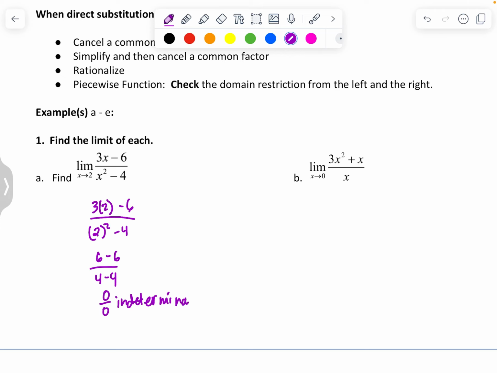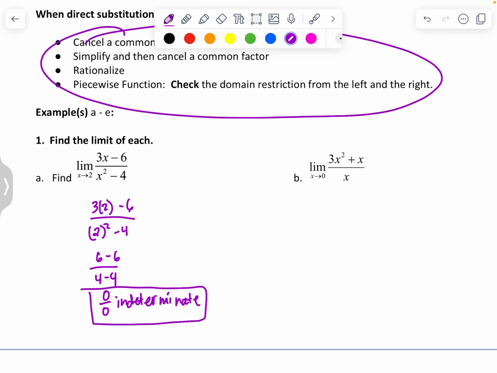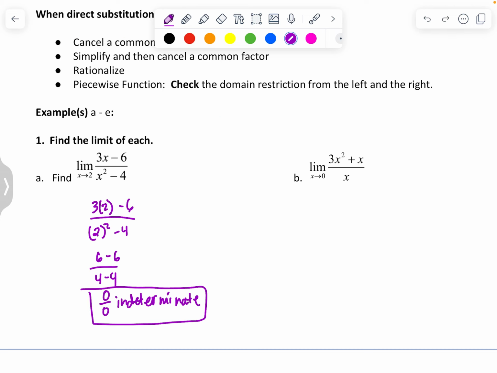Indeterminate. When this happens, you're going to want to do one of these 4 things. These are the things you should consider. Can you factor this? Absolutely. You could take out a 3 from the numerator and you get x minus 2. You could factor out the denominator to be x plus 2 and x minus 2.